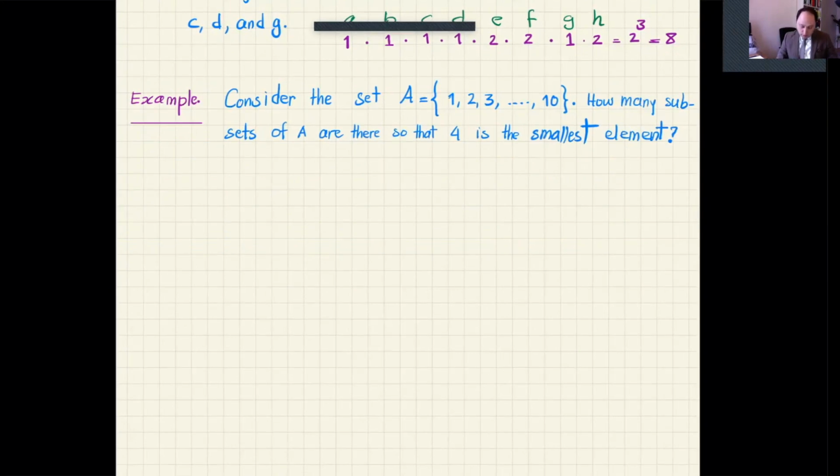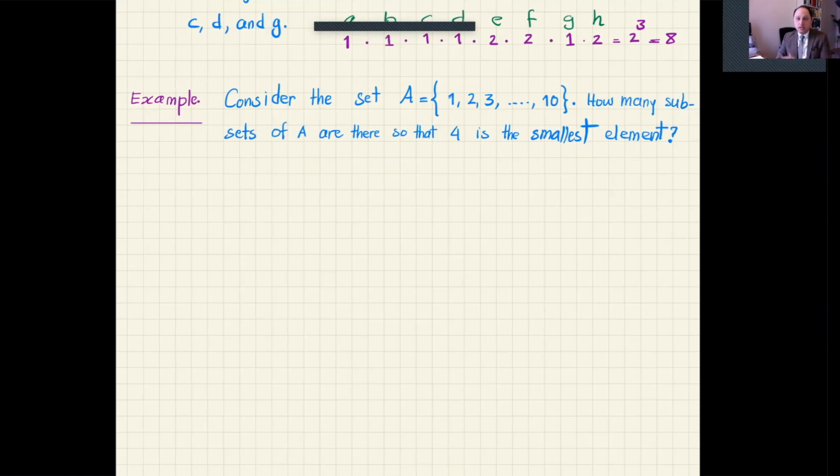I don't know. Do you have any idea how to solve this? Yes. You look at each number and then see if that number has to have a certain state. So like 1, for instance, it has to be excluded, or else 4 won't be the smallest element. And so that means that you exclude 1, 2, and 3. And then you have to include 4.